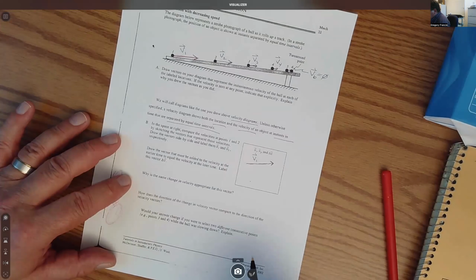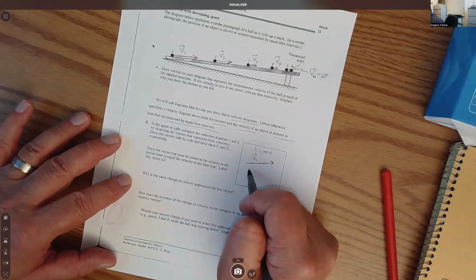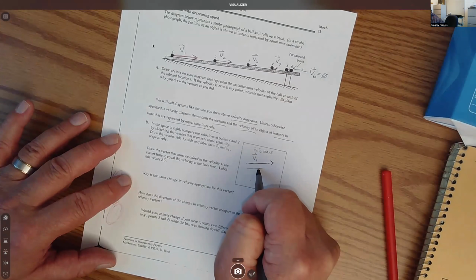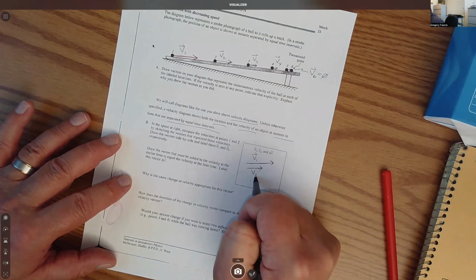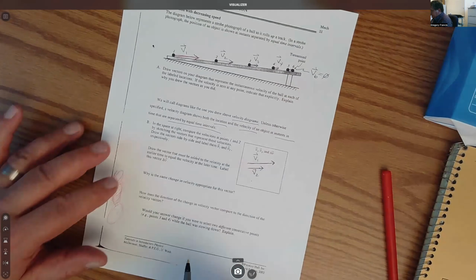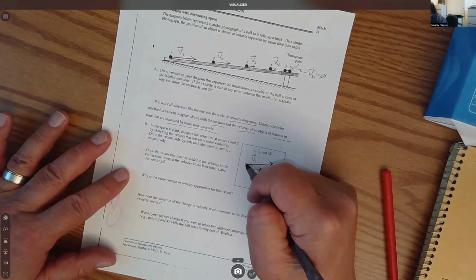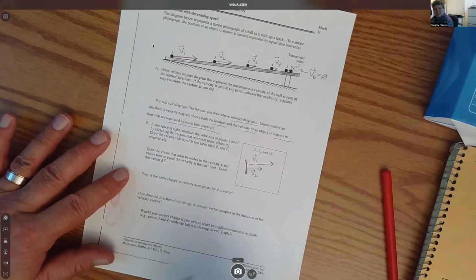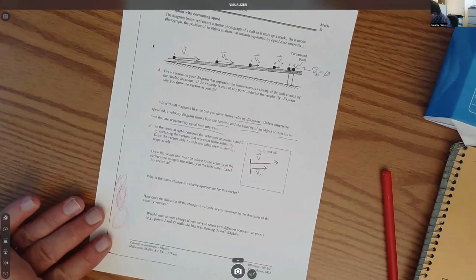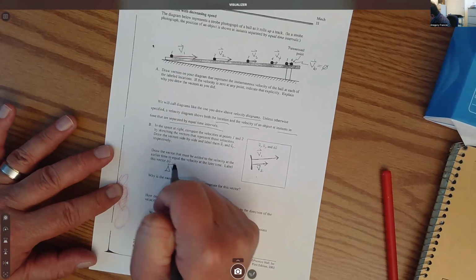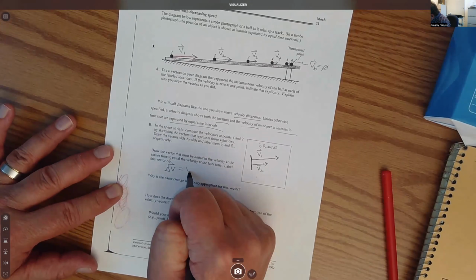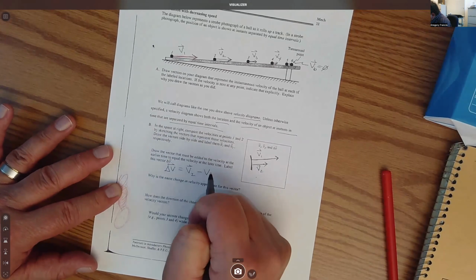And if I want to draw v2, again, I have to preserve the direction and the length. So it's going to be up the ramp and shorter. Now, I put those 2 vectors tail to tail, and that's because we're looking for a change vector. That change vector is going to be the final, which is v2, minus the initial, which is v1.